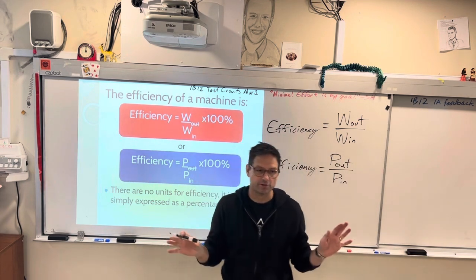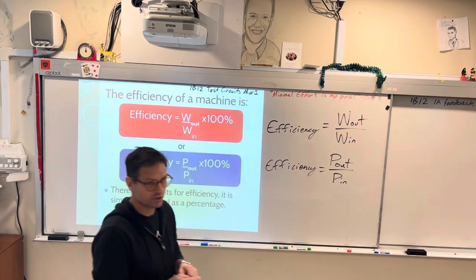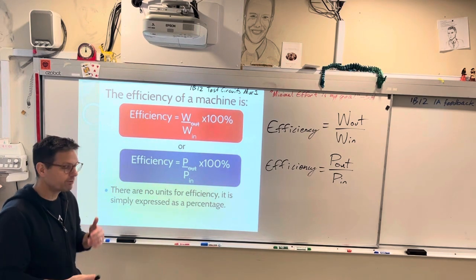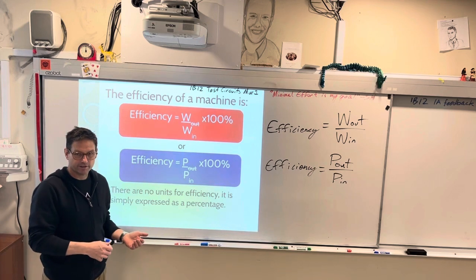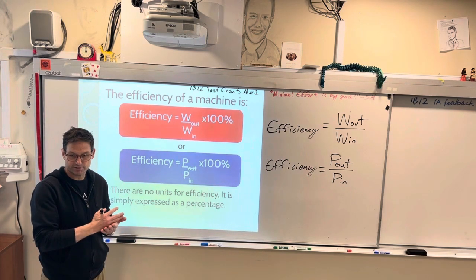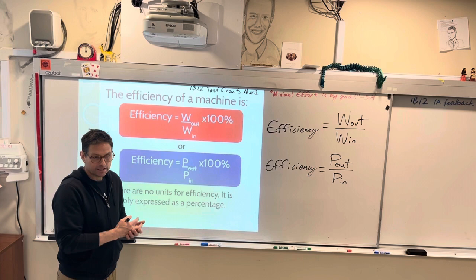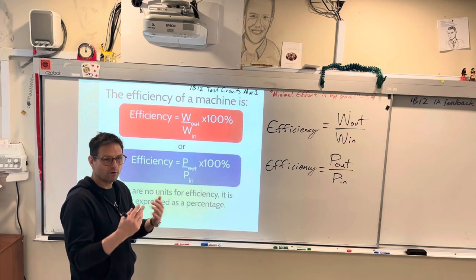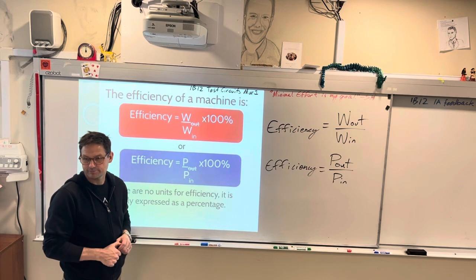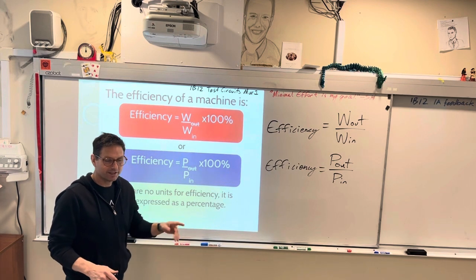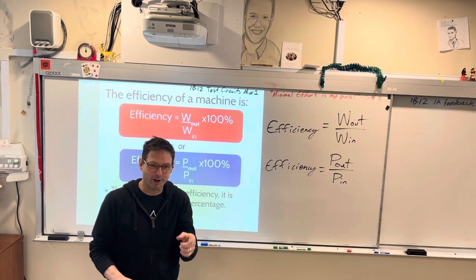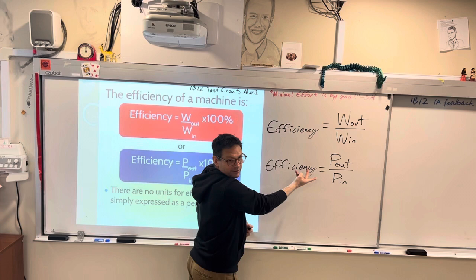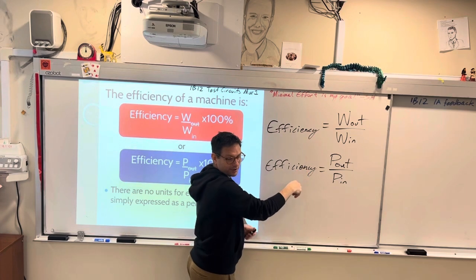There are no units for efficiency, it's just a percentage. So higher efficiency is better. If there was a perfect machine, which there is not, it would be 100% efficient. Are you ever going to get a machine that is more than 100% efficient? No, cannot have it. If you get that answer on a problem, it means you switched these two. You did it wrong, and you have to flip it back over.